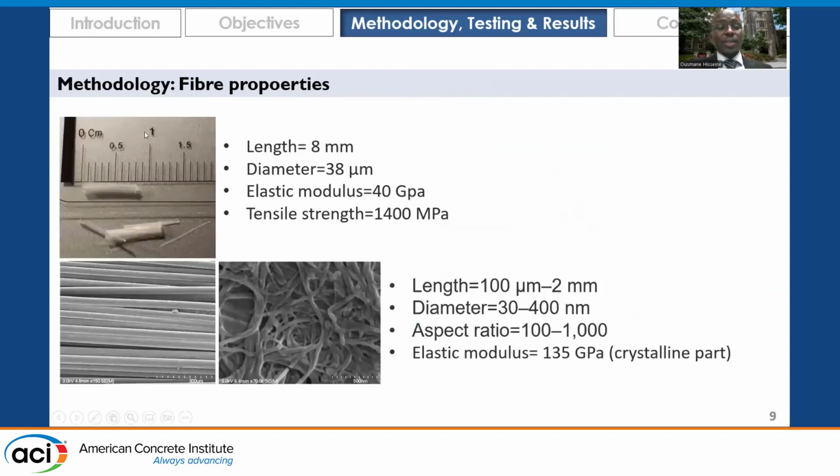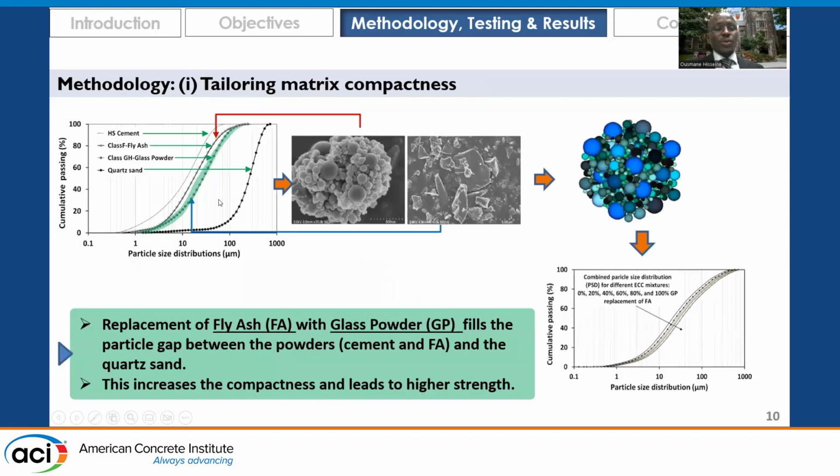So you can see here that we use these PVA fibers with these properties, and we use nanocellulose fibers with those properties, and the material was provided by our industry partner, Kruger Biomaterials. So the methodology goes two lines. The first thing is to engineer the compactness, I mean to optimize the compactness of the matrix from one side, but also to nano-reinforce the matrix from the other side.